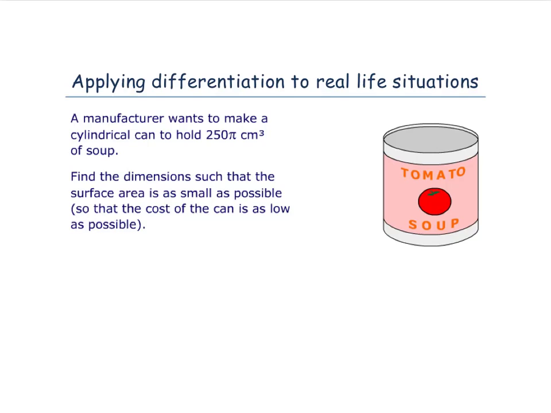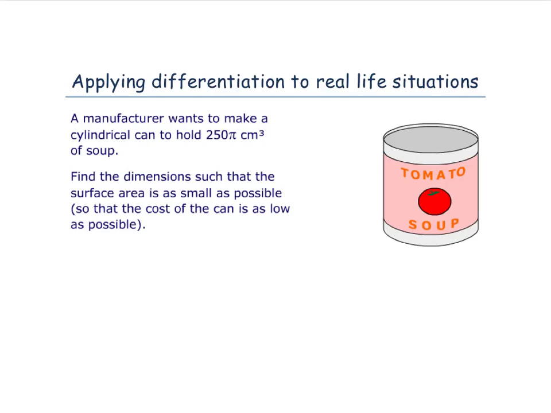Now that makes sense, because obviously when companies are trying to manufacture cans, they want to try and keep their wastage as small as possible, so they need to make their product as small as possible using less materials. Makes sense. Right, we're told that this can holds 250 pi centimetres cubed.